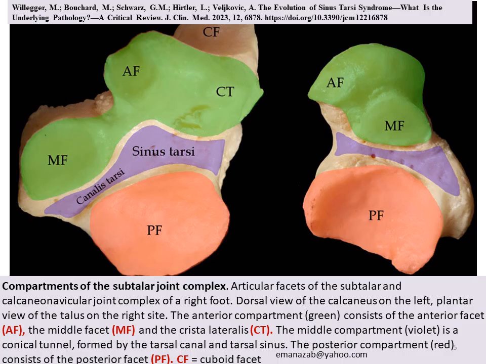The middle compartment, which is violet in color, consists of tarsal canal and tarsal sinus. The medial end of tarsal canal lie at the posterior margin of sustentaculum tali. Tarsal canal expand laterally to form tarsal sinus. The posterior compartment, which is red in color, consists of one articular facet on the plantar aspect talus, which is called the posterior articular facet, articulate with corresponding facet on the dorsal aspect calcaneus, form subtalar joint or posterior subtalar joint.